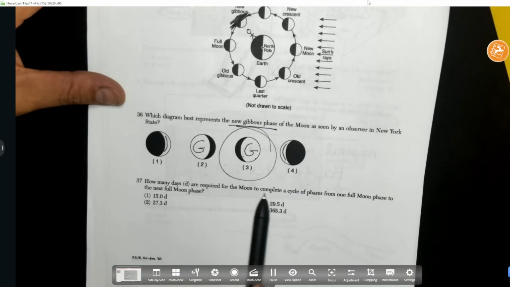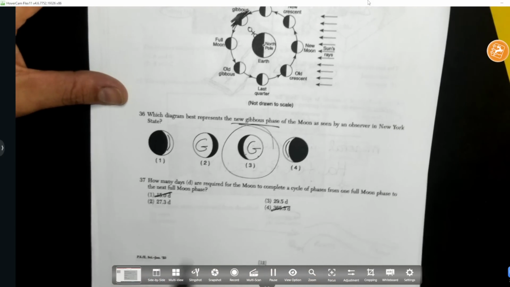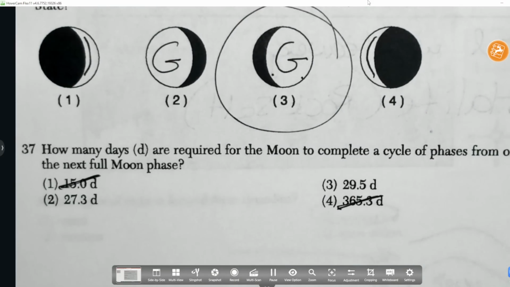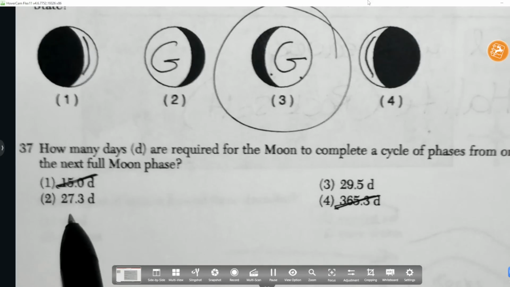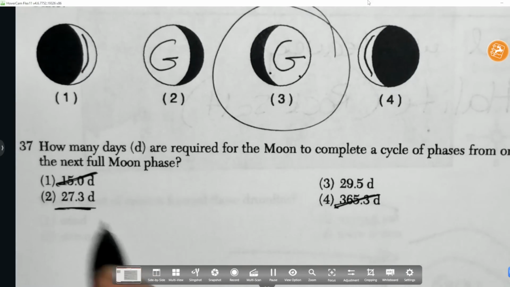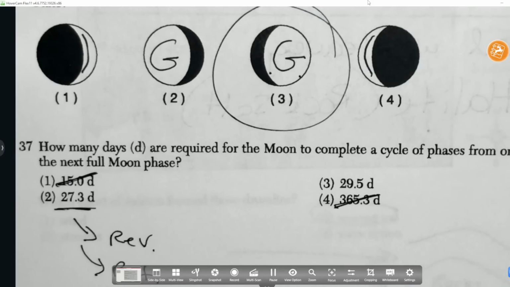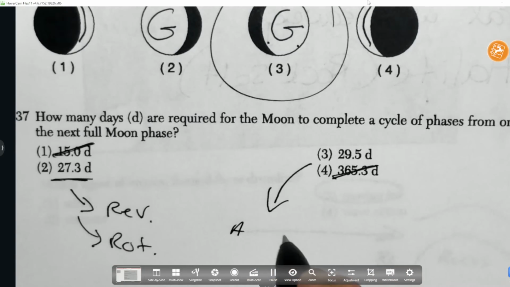How many days are required for the moon to do a complete cycle of phases from full moon phase to the next full moon? Not 15, not 365. We know those are no-goes right off the bat because they don't make sense. Take a guess. We're looking at 28 most of the time. 27 is pretty close, but so is 29. 27.3 you need to remember as two things. It's the revolution and the rotation rate. But 29.5, that's how long a full set of phases takes.